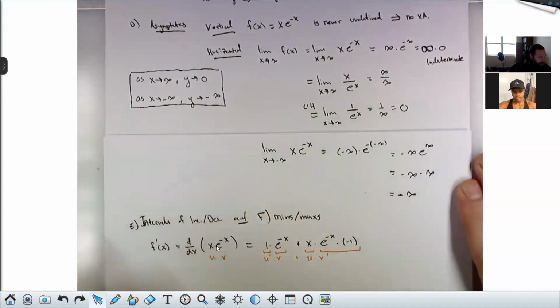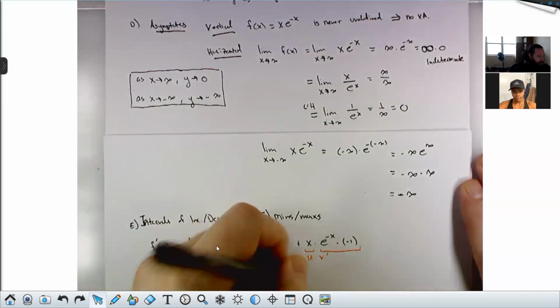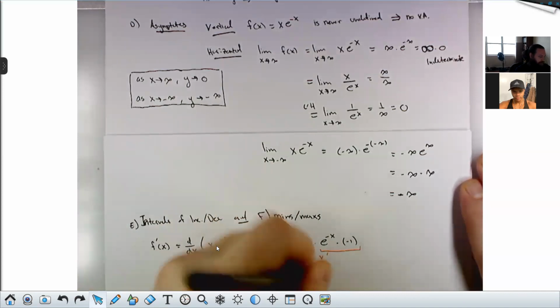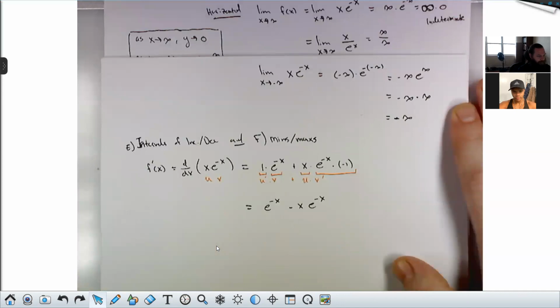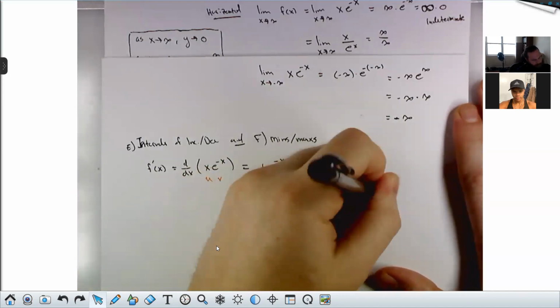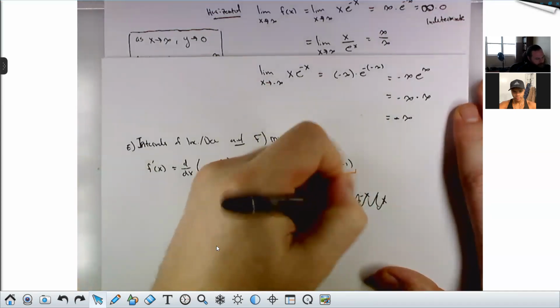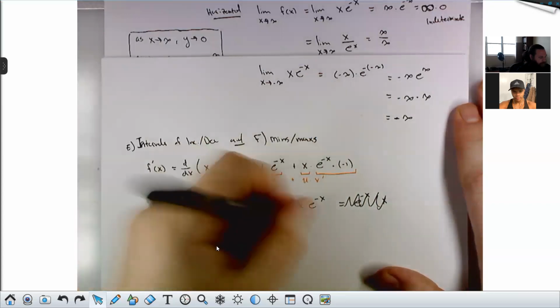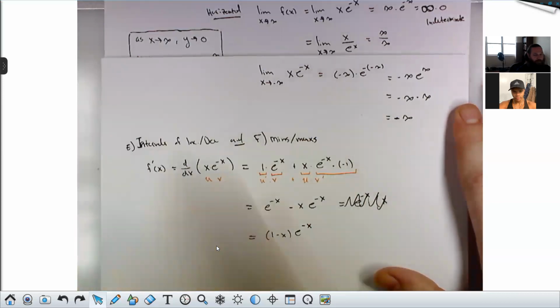In order to make my number line for f primed, I need to find the critical numbers. So in order to do that, I need to simplify my derivative. This is e to the negative x minus x e to the negative x. I can factor out the e to the negative x. If I factor out the e to the negative x, I'll get 1 minus x times e to the negative x.